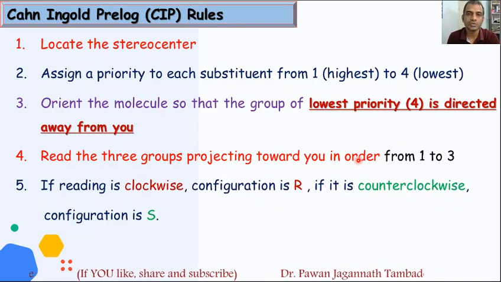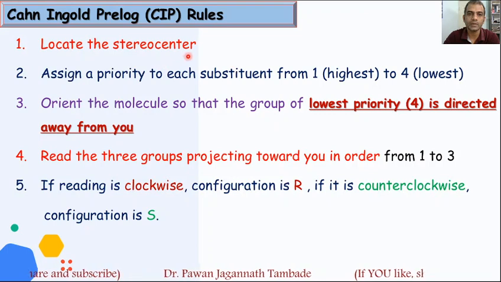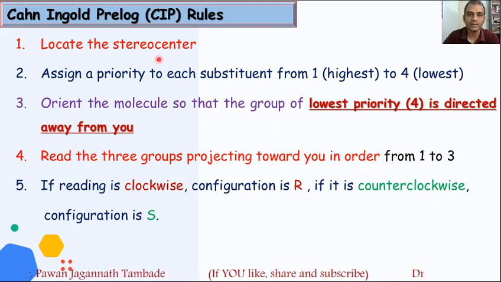Now, these are the rules which we need to follow when we name any enantiomer. First of all, we need to find out the stereocenter present in the molecule. The chiral molecule may have one or more than one stereocenter. So, in order to name that enantiomer, first we need to locate the position of the stereocenter.